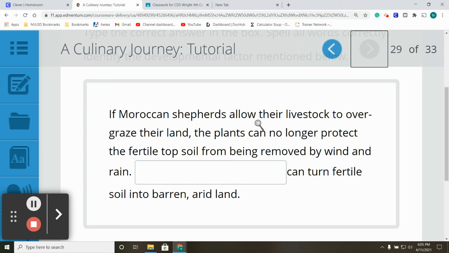If Moroccan shepherds allow their livestock to overgraze their land, the plants can no longer protect the fertile topsoil from being removed by wind and rain. Blank can turn fertile soil into barren, arid land.